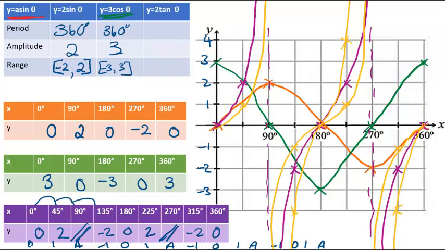So, do you remember the period of a tan graph? The period of a tan graph is 180 degrees. From start to start is 180 degrees. Amplitude for tan is undefined, it does not exist. And the range for tan is y is an element of all real numbers. Or you can put it as negative infinity, positive infinity. All right.